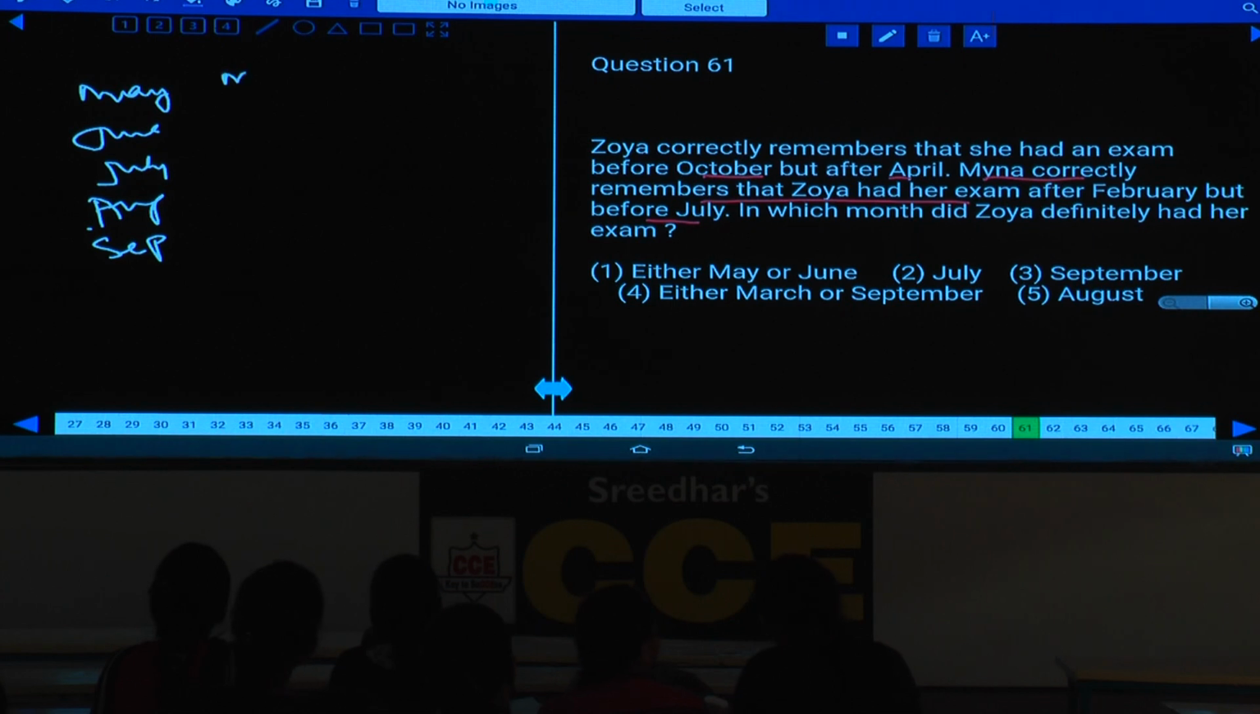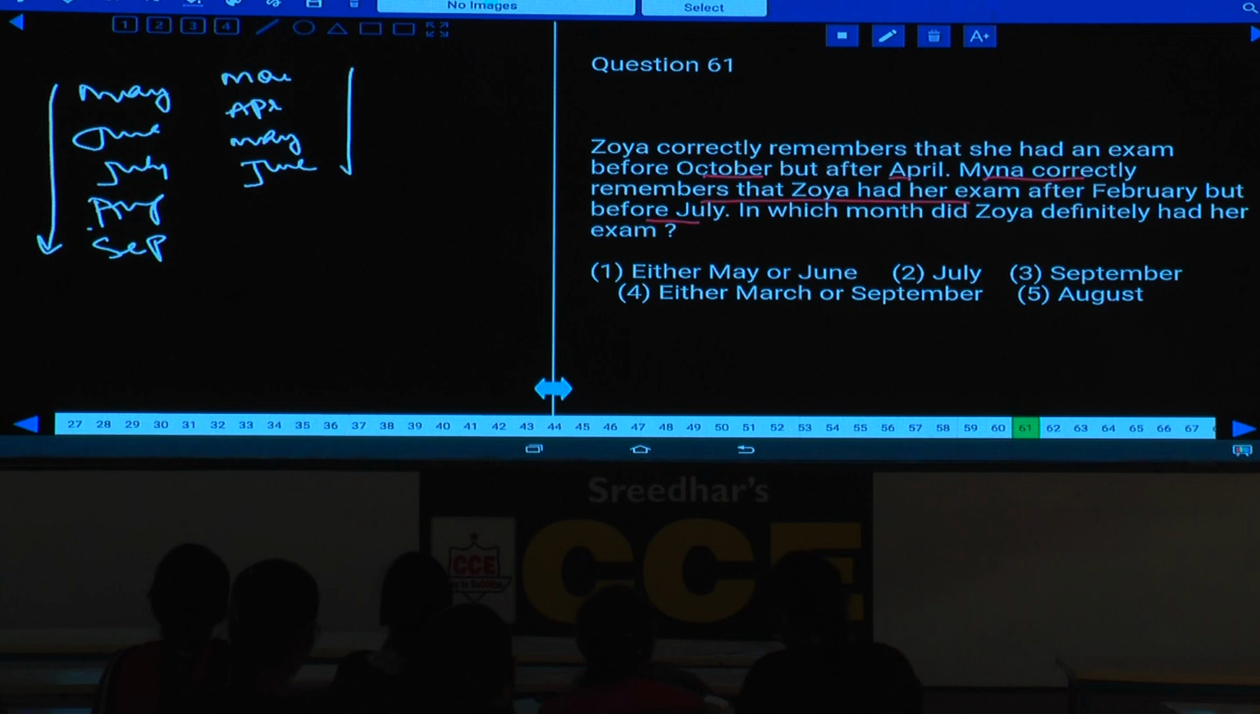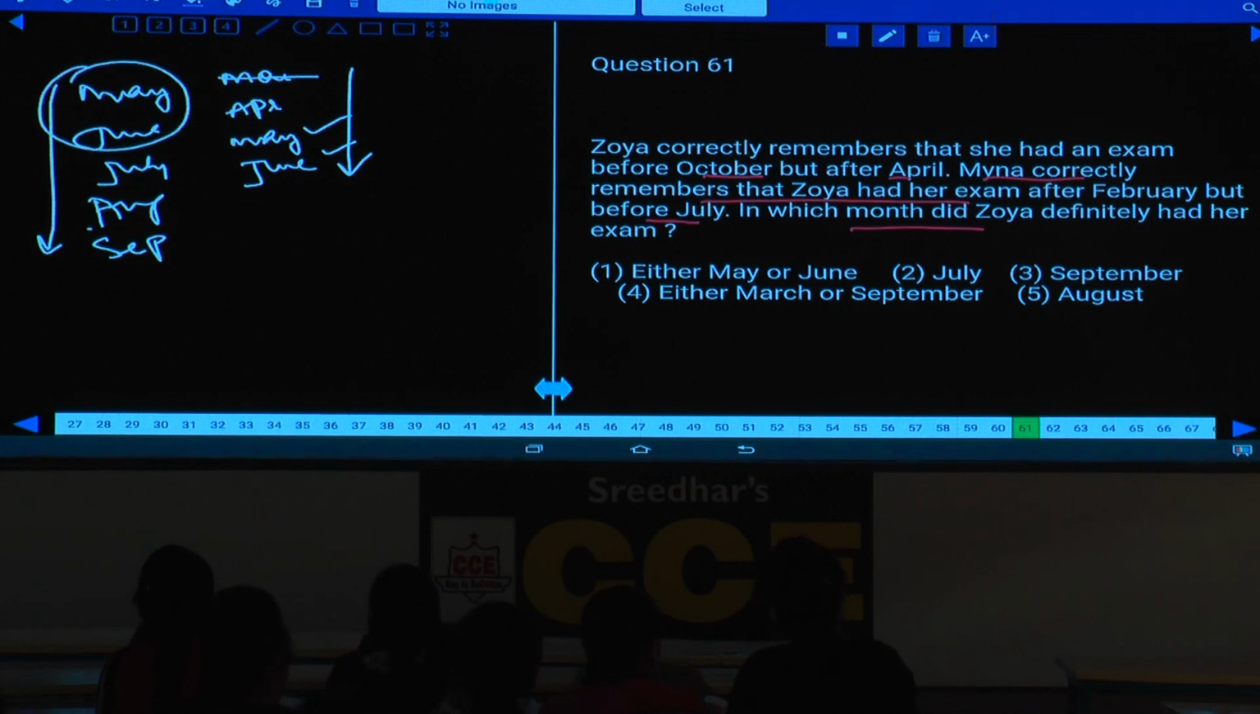After Feb, it could be either March, April, May or June, isn't it? Here there are 4 different months. And in which month did Joya definitely have her exam? Now compare between these two. What are the months which are common here? April and March, March is not here. May is here and June is here. Hence the months are either May or June. That is given in choice 1. Now question number 61, it is choice 1.